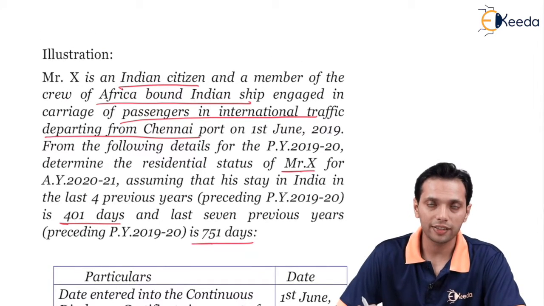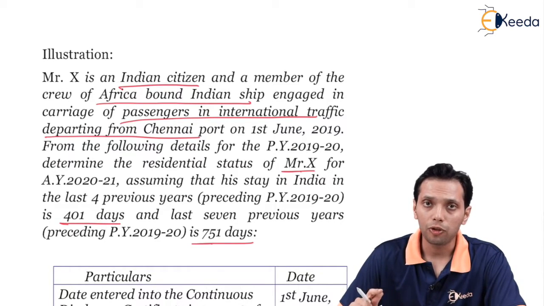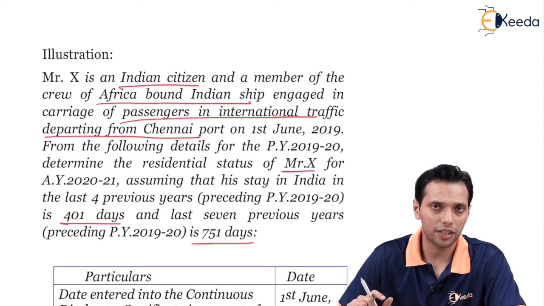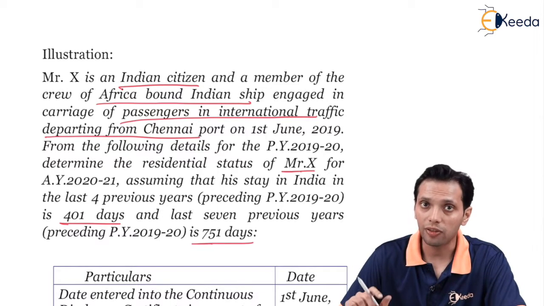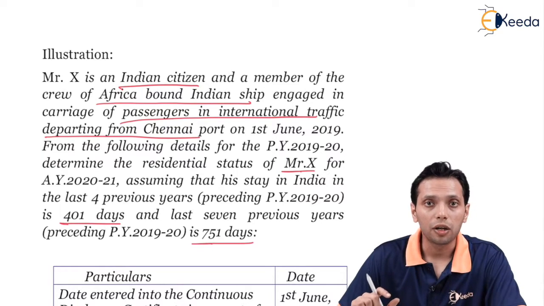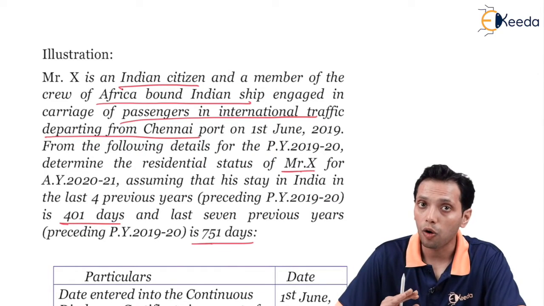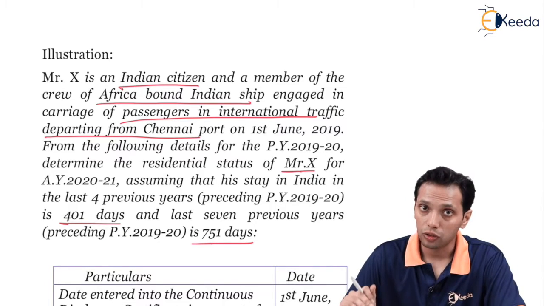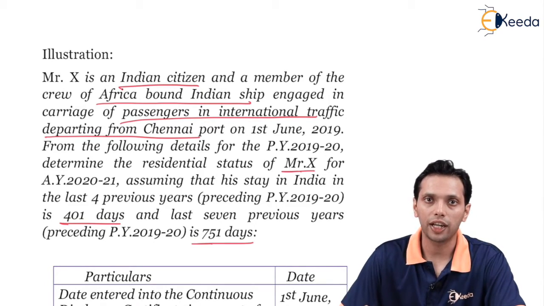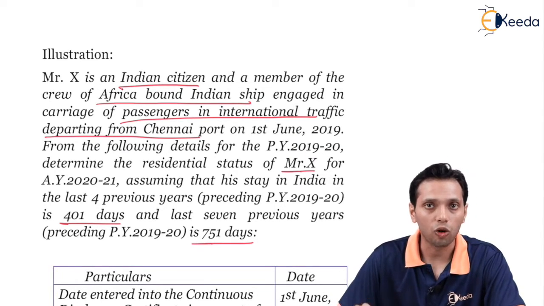So the number of days is less than 182 days, but for an Indian citizen, if you refer to the exceptions to the 60 days, one of the exceptions is an Indian citizen leaving as a crew member of a foreign-bound ship. Then the number of days will be counted as 182 days. The 60 days criteria won't be applicable to such an Indian citizen. So in that case, the number of days will be counted as less than 182 days, and the person will qualify as non-resident in India.